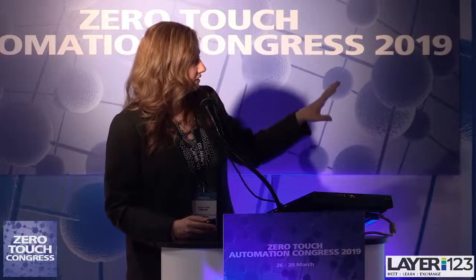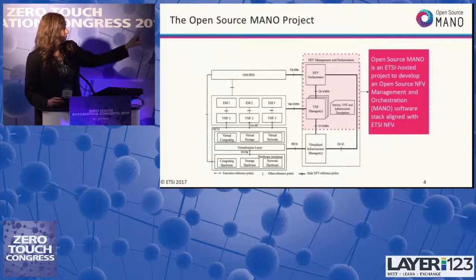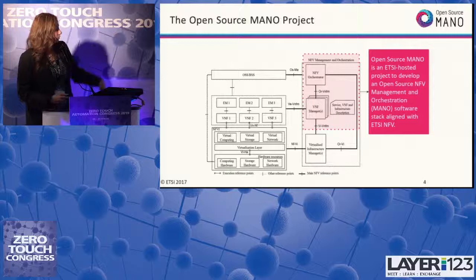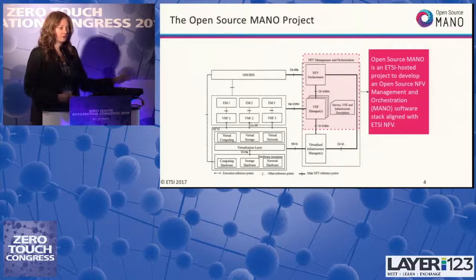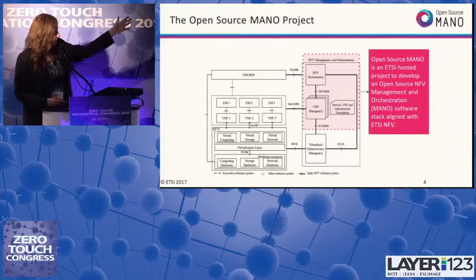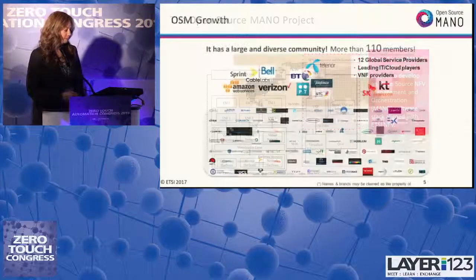So when you overlay what OSM actually does onto the ETSI schematic that I think we've all seen to death now, the pink area here is where OSM really plays and what OSM really provides in this overall architecture. So in case there was any confusion, it's the Mano section of the ETSI diagram.